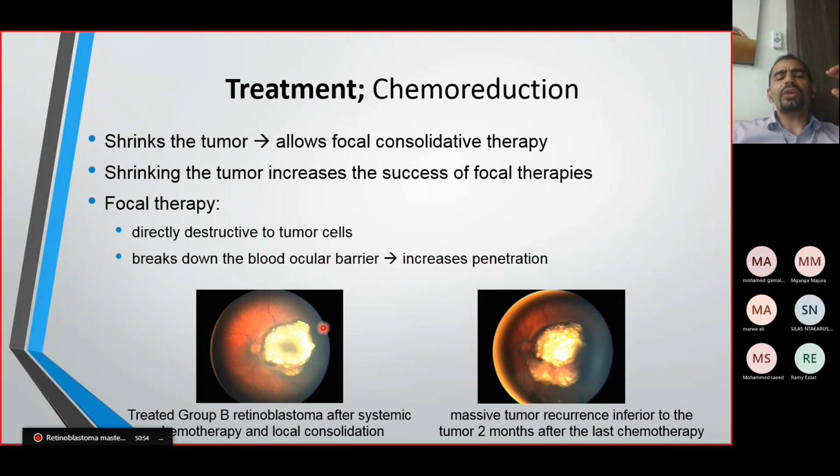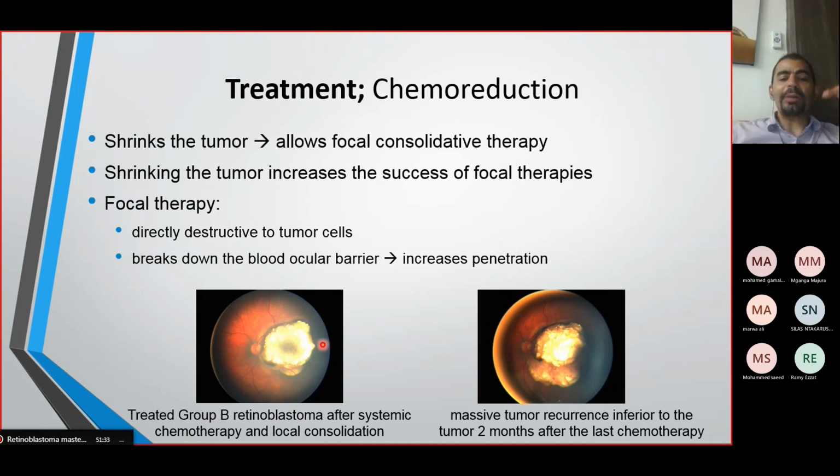Here you need to do chemotherapy first to shrink the tumor, and then you do what we call the consolidation therapy or the focal treatment. So this is the appearance of a group B tumor. After chemotherapy and consolidation, it has this appearance. This is a regressed tumor. So it has either what we call a fish flesh appearance or a cottage cheese appearance.